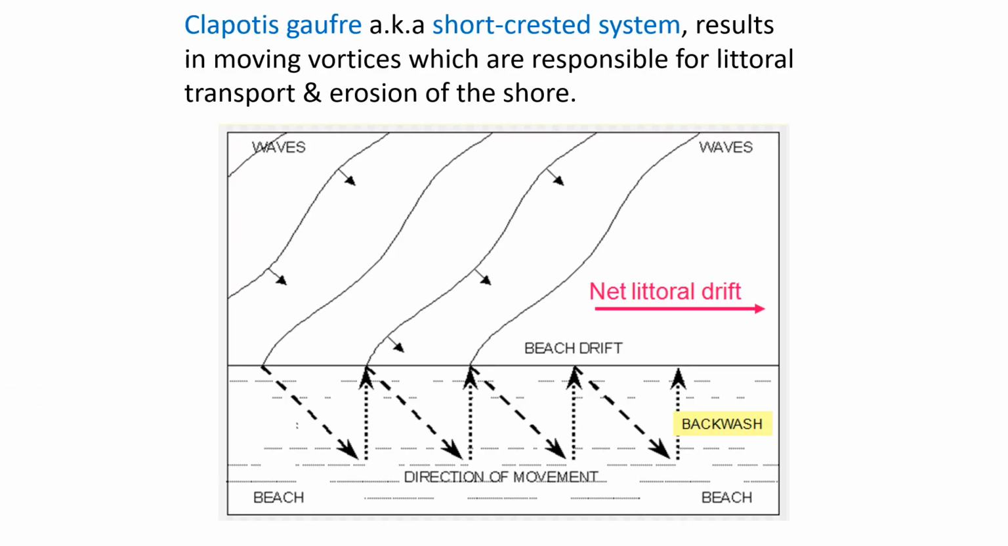Before we end this lecture, we just want to highlight that the Clapotis system, which is also known as the short-crested wave, is actually responsible for the formation of vortices, which is going to be an important part of the littoral transport and erosion of the shoreline. We will discuss more about the littoral processes, which means the sediment erosion and transport in the shoreline, in our subsequent topic.